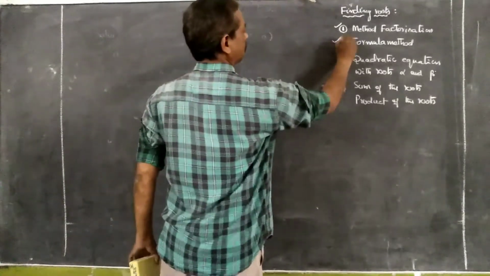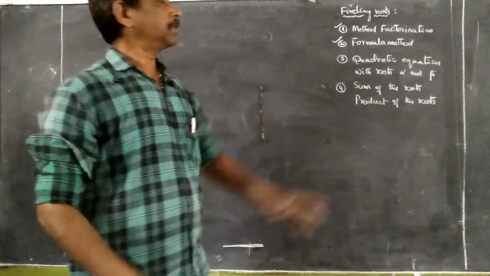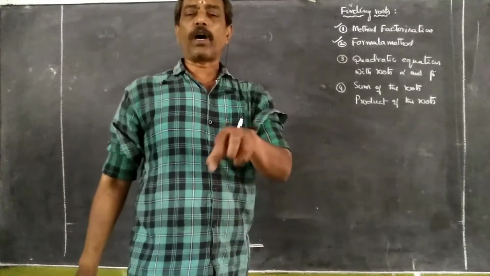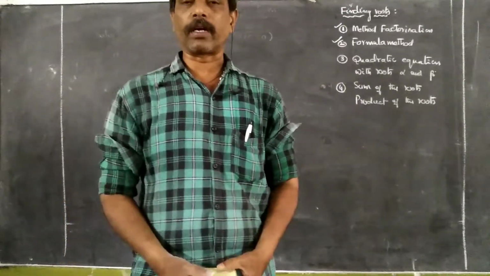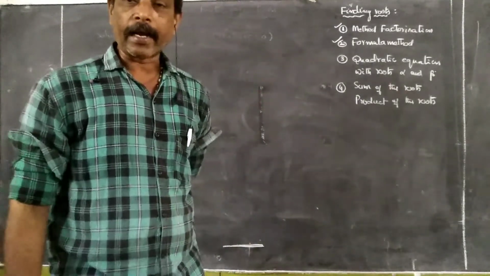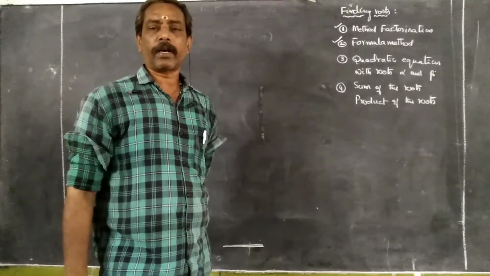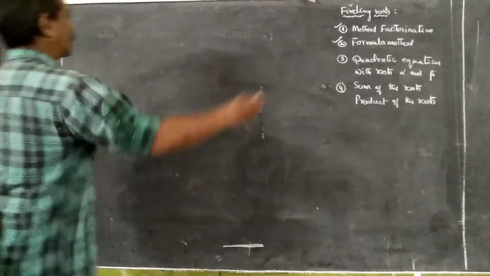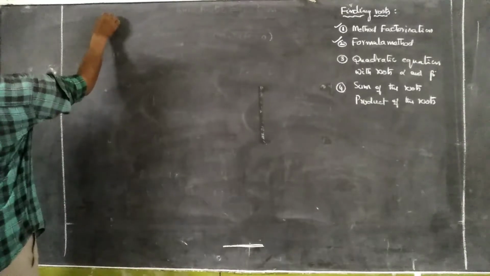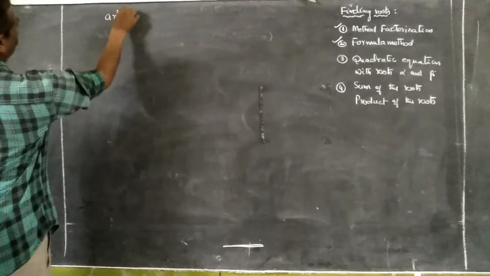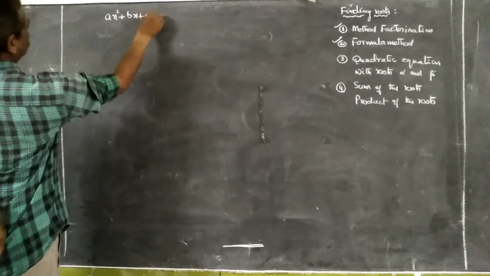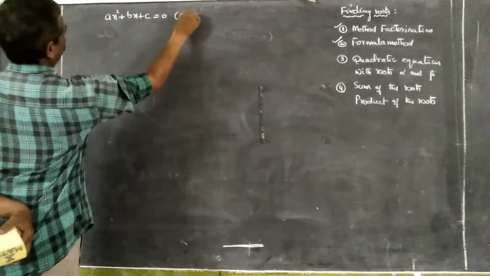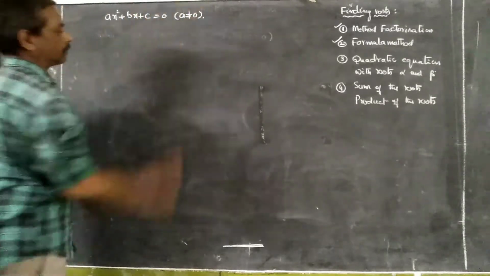Now, the second method, the formula method. That means here we are going to find a formula to find the roots of the quadratic equation. For that, I consider the general form of the quadratic equation. Okay, so what is the general form of the quadratic equation? Ax square plus bx plus c equals 0, where a is not equal to 0.